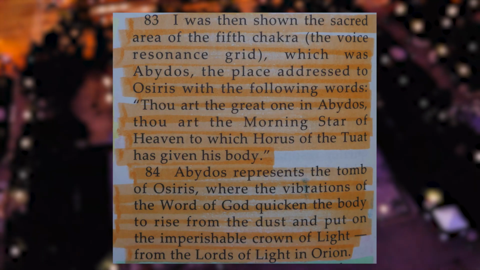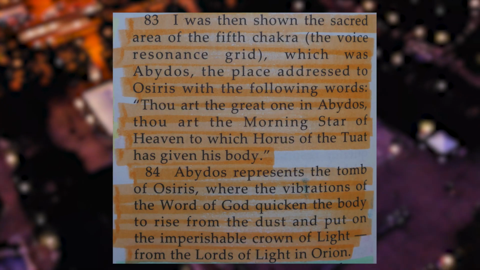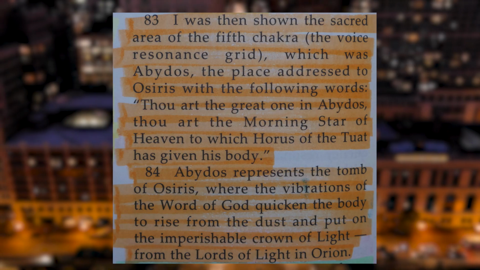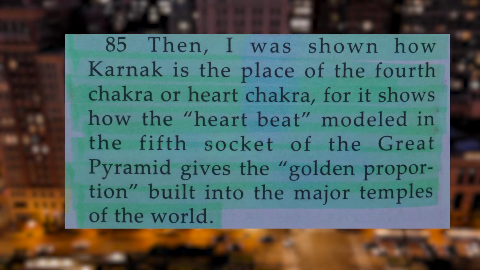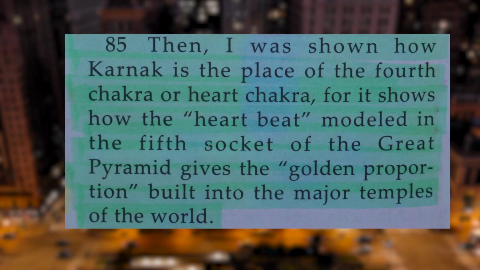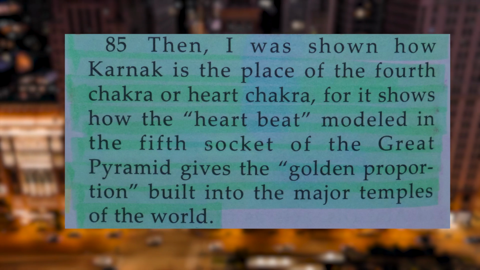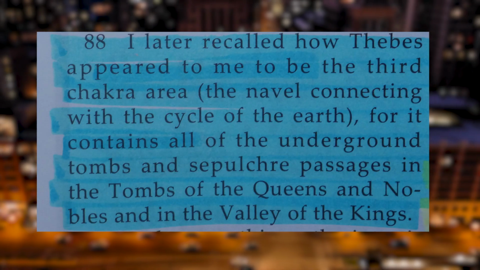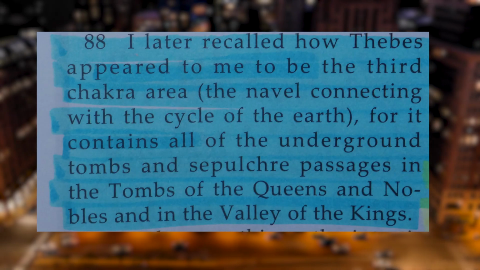Abydos represents the tomb of Osiris, where the vibrations of the word of God quicken the body to rise from the dust and put on the imperishable crown of light from the Lords of Light in Orion. Then I was shown how Karnak is the place of the 4th chakra, or heart chakra, for it shows how the heartbeat, modeled in the 5th socket of the Great Pyramid, gives the golden proportion built into the major temples of the world.